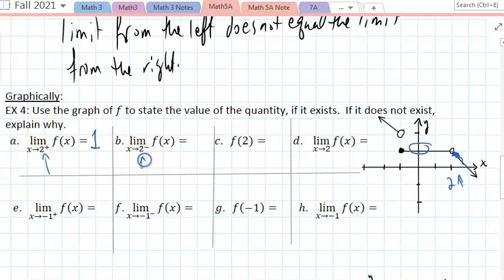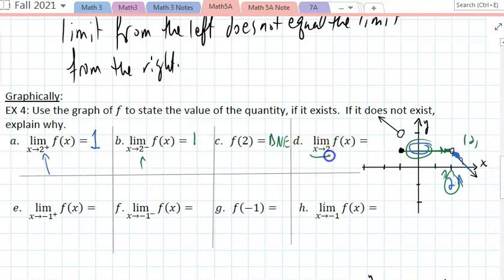What is the limit as x approaches 2 from the left? From the left, that means you're coming across from the left. You're very close to x equal 2. What's the y value? That's still a 1. And if I was to say, what's f of 2? When x equal 2, what does y equal? Well, there's no value there. It does not exist or undefined.